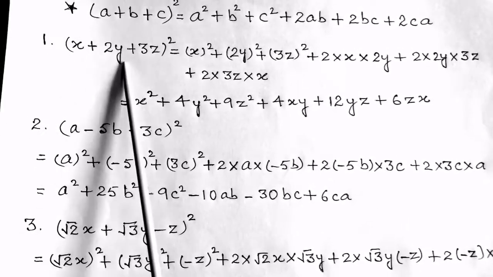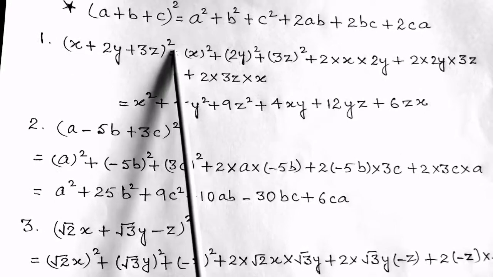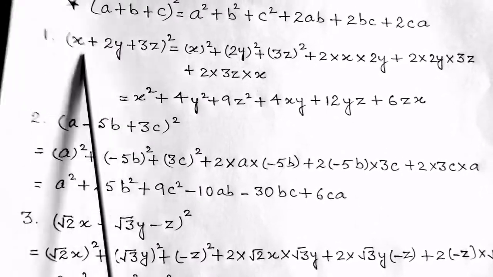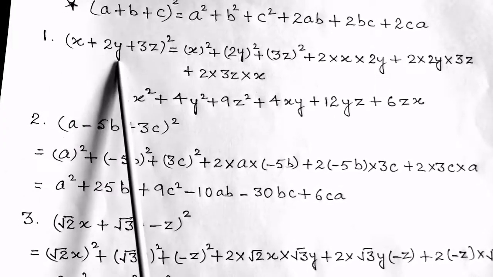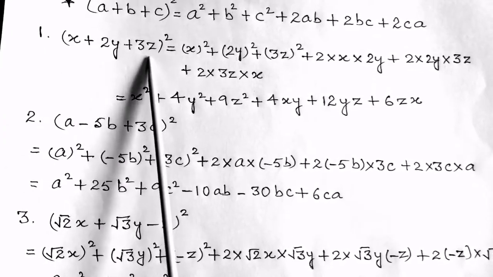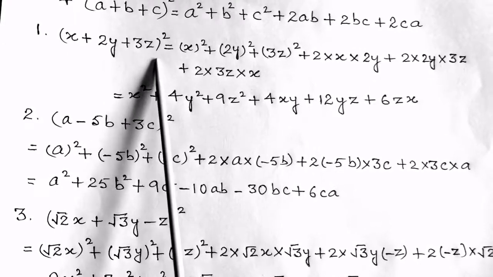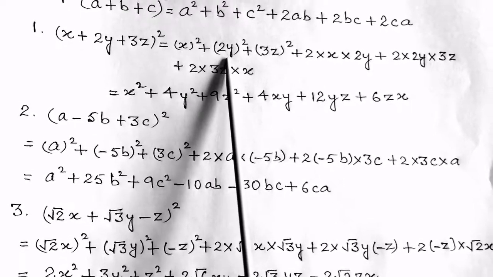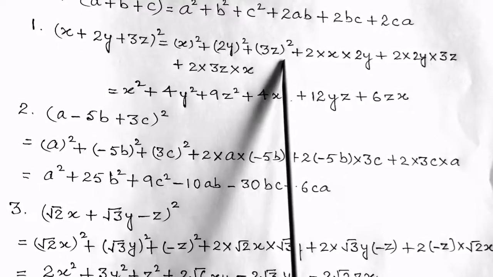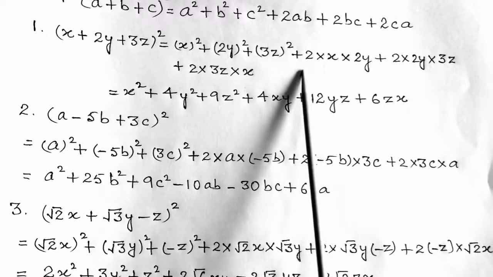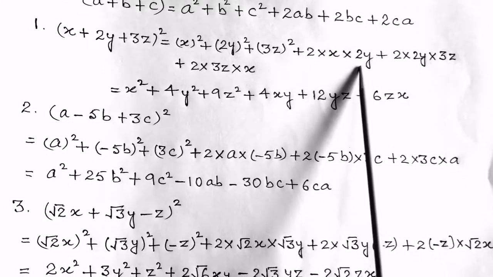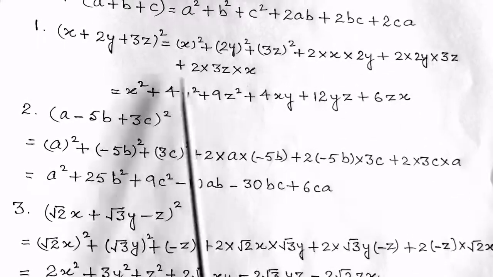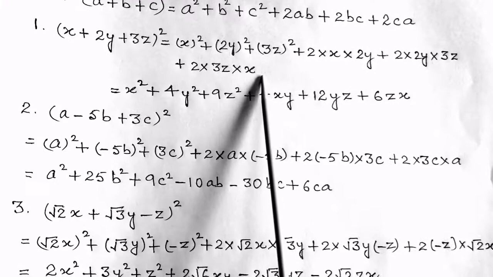First one is (x + 2y + 3z) whole square. We have to expand this, right? So instead of a you are having x, instead of b you are having 2y, instead of c you are having 3z, or in simpler words, as I said earlier, square of first plus square of second plus square of third, right? Then plus 2 multiplied by first multiplied by second plus 2 multiplied by second multiplied by third plus 2 multiplied by third multiplied by first.